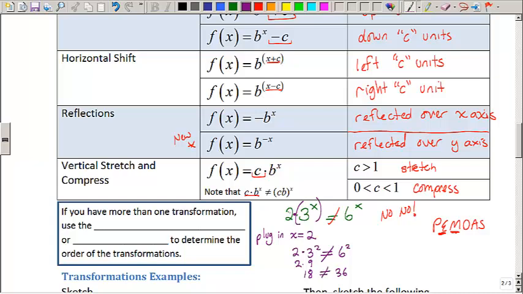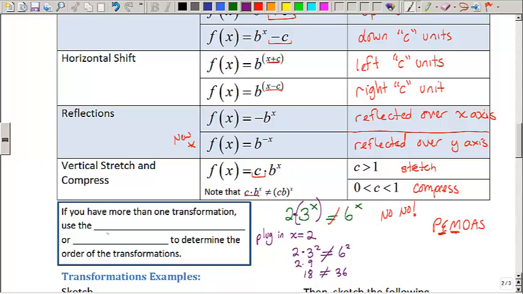Therefore, you cannot take the coefficient, in this case 2, and multiply it by my base, in this case 3. You are not allowed to multiply those two things and get a new base. You can continue to write it as 2 times 3 to the x. That's the only way you can do it.